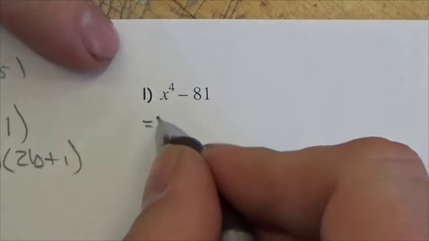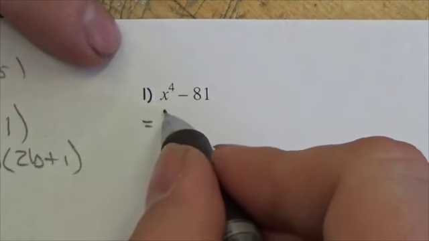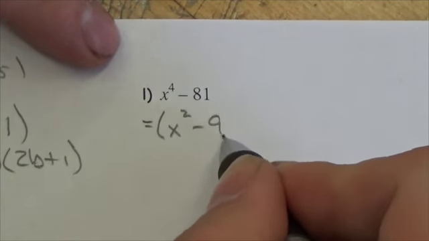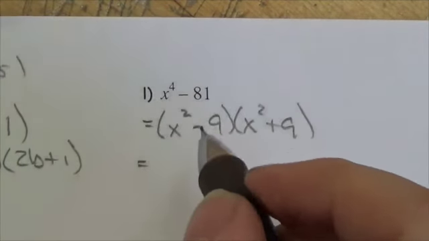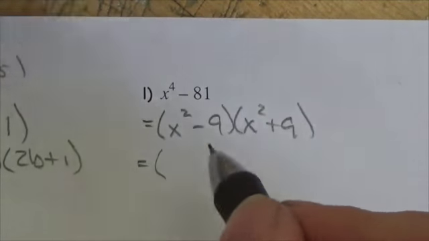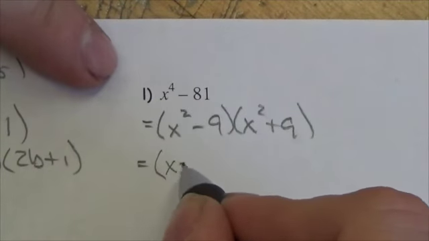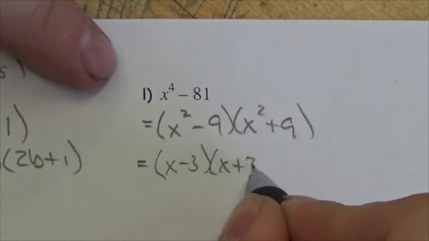Right? So here we go. Remember, the square root of x to the fourth is going to be x squared. So this will be x squared minus 9, x squared plus 9. And then just like we saw a couple of questions ago, this x squared minus 9 is also a difference of squares. X minus 3, x plus 3.